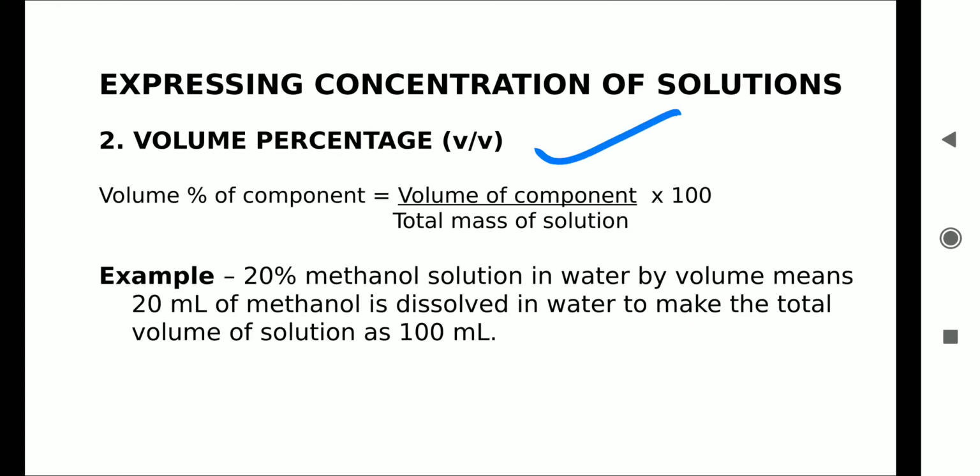Next is volume percentage. Volume percentage is also represented by V by V. Volume percentage of component is equals to volume of that component upon total mass of solution into 100. Example, 20% of methanol solution in water by volume is given. It means 20 ml of methanol is dissolved in water to make the total volume of solution as 100 ml, right? So basically all the liquid, the solutions are usually liquid solutions, right? And they are represented by this unit, volume percentage.